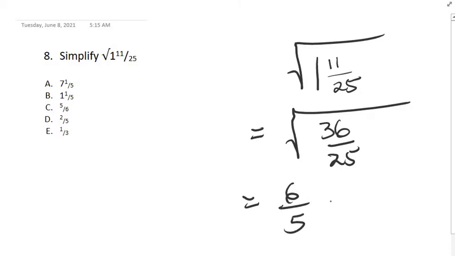What is the square root of 25? 5. Now, how many times can 6 be divided by 5? Once remainder 1 over the denominator, which is 5. So our right option is B. Okay, one whole number, 1 over 5. Question 9.